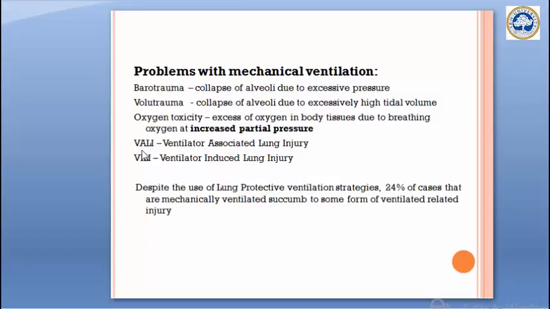VALI, a lung injury caused by excess ventilation, is a cluster of conditions called ventilator associated lung injury, when the cause of injury is unknown but has aggravated due to mechanical ventilation. VILI is called a ventilator induced lung injury when the cause of injury is only because of mechanical ventilation. Although lung protective ventilation strategies have been used to curtail the negative effects of ventilation, the number of cases succumbing to some form of ventilator induced injury is still significantly high.